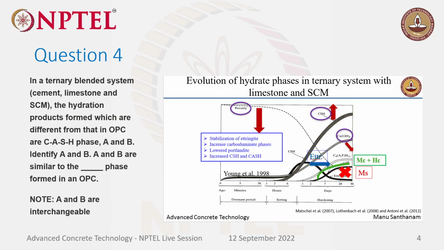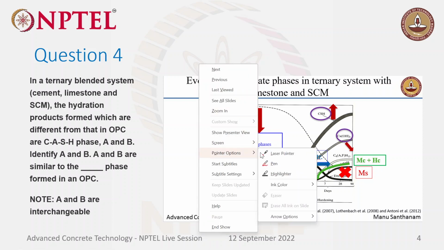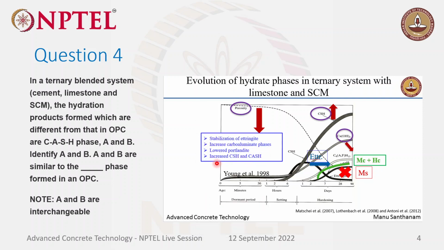So the correct answer is, here is the explanation. If it's a ternary blended system or binary blended system, compared to CSH, CaSH also will be present. Additionally there will be CSH also, because Portlandite reacts with the additionally added reactive alumina or silica. So there will be increased CSH as well as CSH in blended systems, and then there will be increased carboaluminate phases because there is reactive alumina from metakaolin, right?